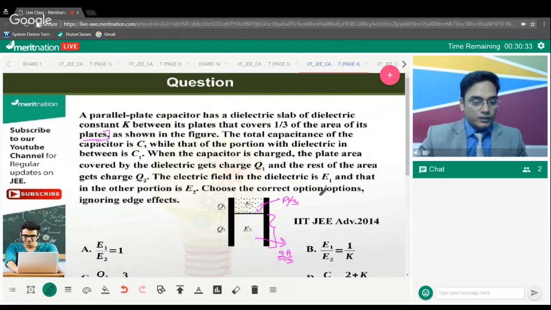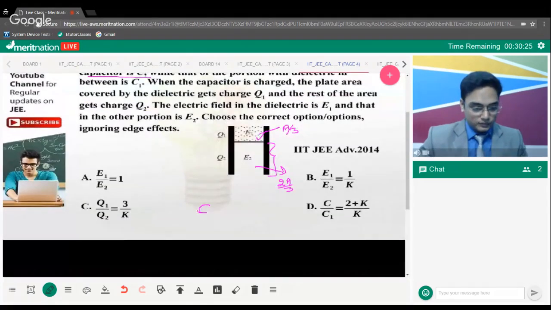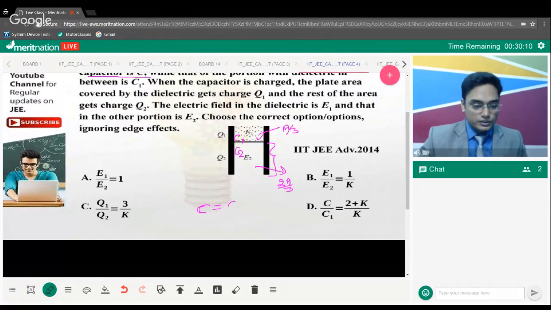The total capacitance of the capacitor is C. Means the overall capacitance is C. So if this is C1 and this is C2, then C1 and C2 are in parallel. And we all know when capacitors are connected in parallel, C equivalent is C1 plus C2 and so on. Here only two capacitors, so we'll say C1 plus C2. We are assuming C1 and C2.